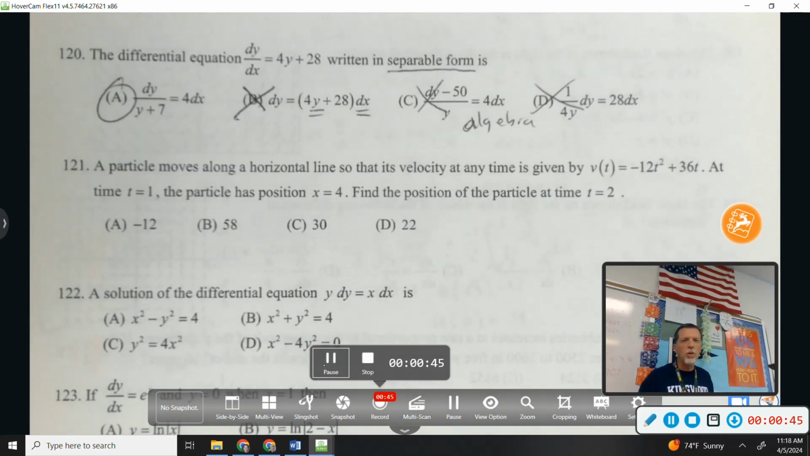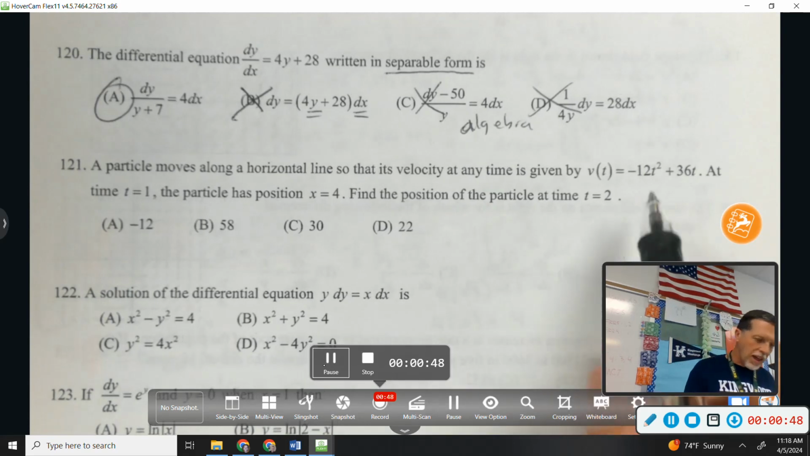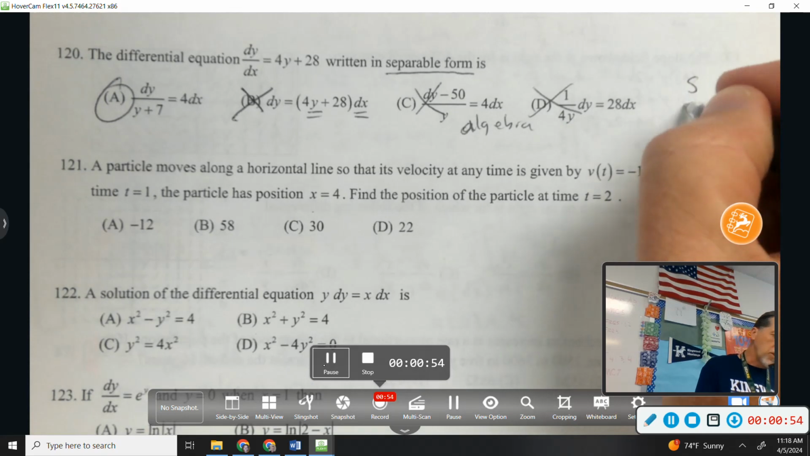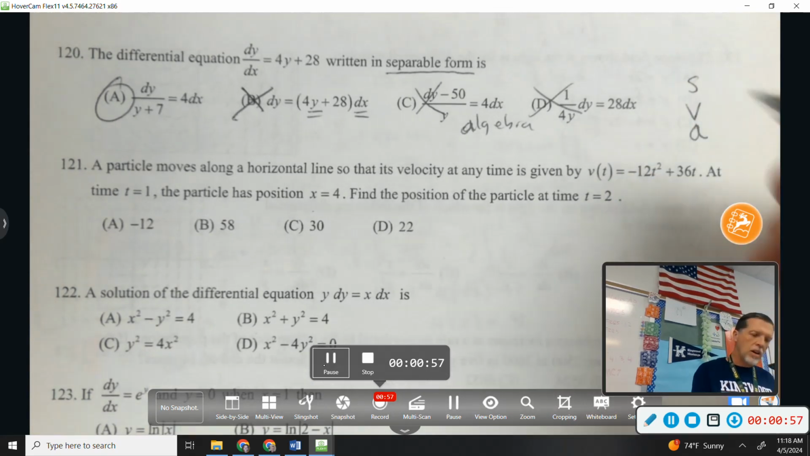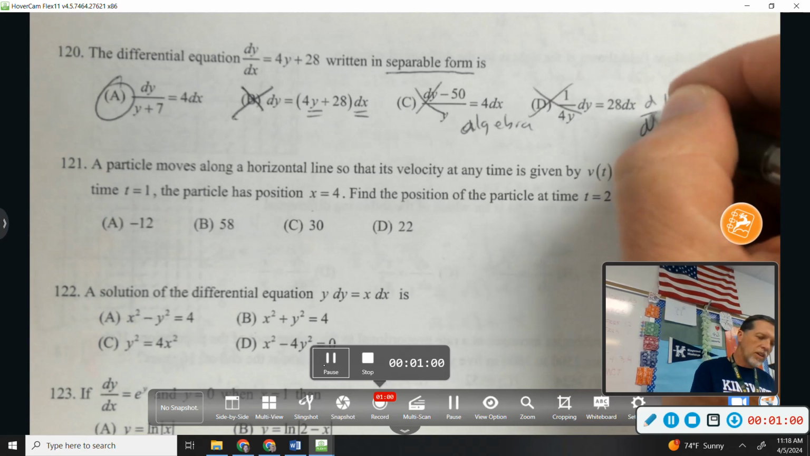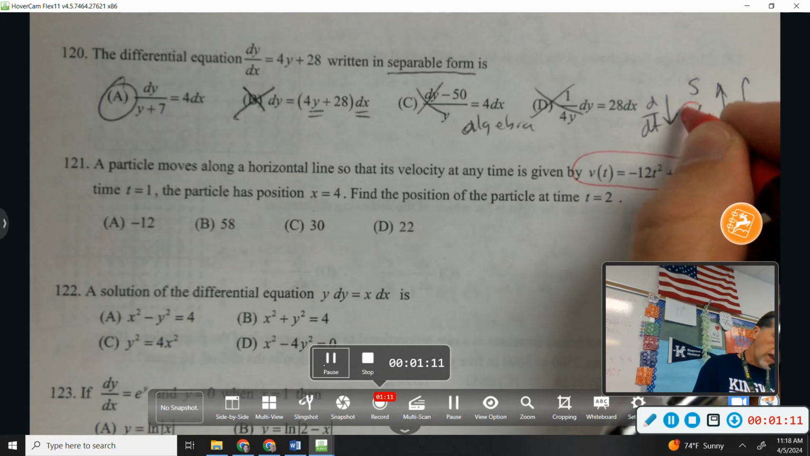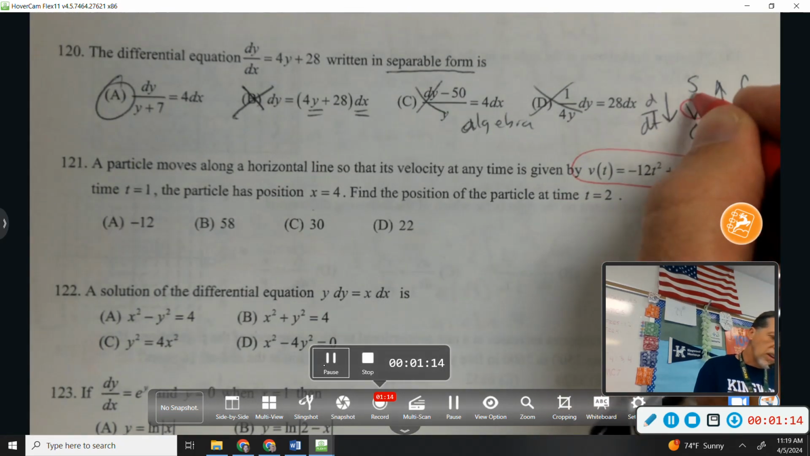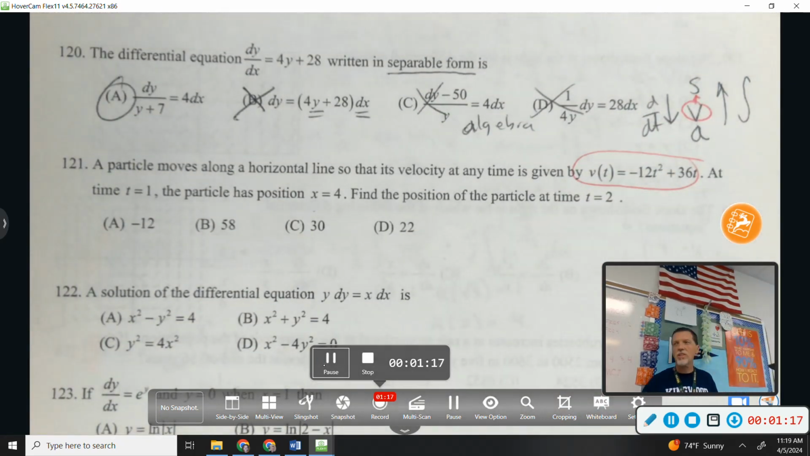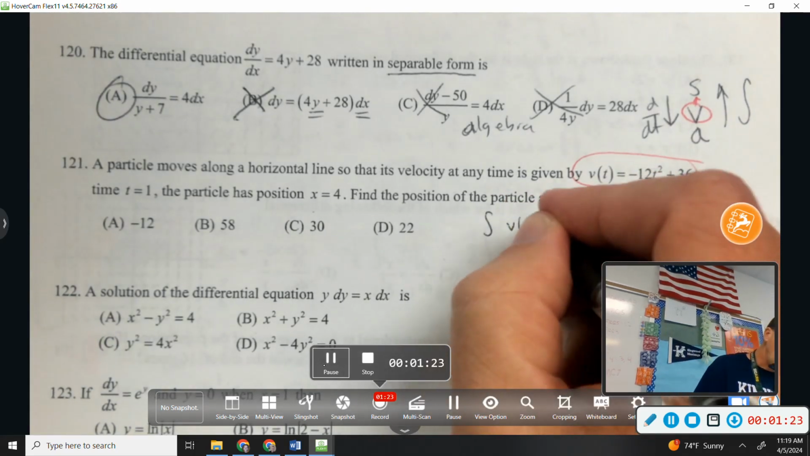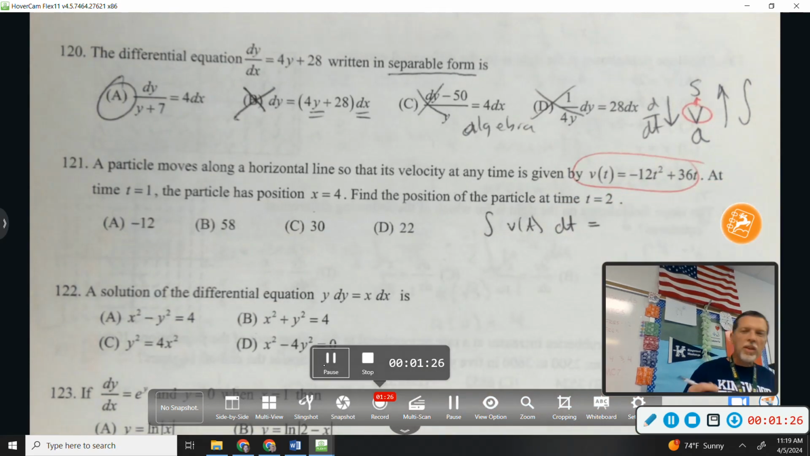A particle moves along a horizontal line so that its velocity is given by, at time 1, the particle has position, find the position. So this is position, velocity, acceleration, where you take a derivative to get that way and an antiderivative to go up the chain. So it gives me velocity, and it asks me for position. So what do I have to do to get from velocity to position? Antiderivative. So I'm going to antiderivative velocity, and that should get me something having to do with position.